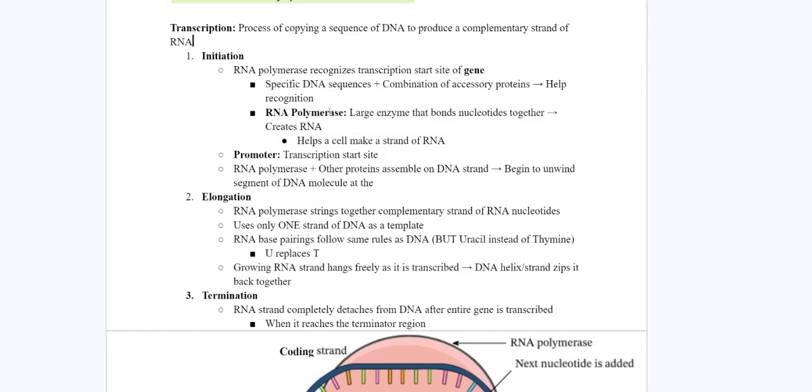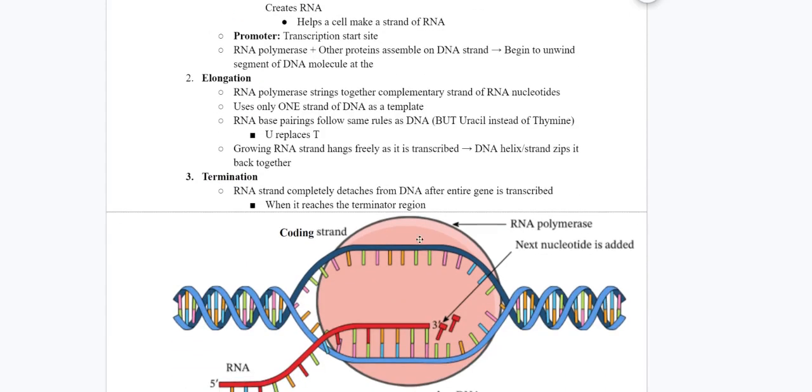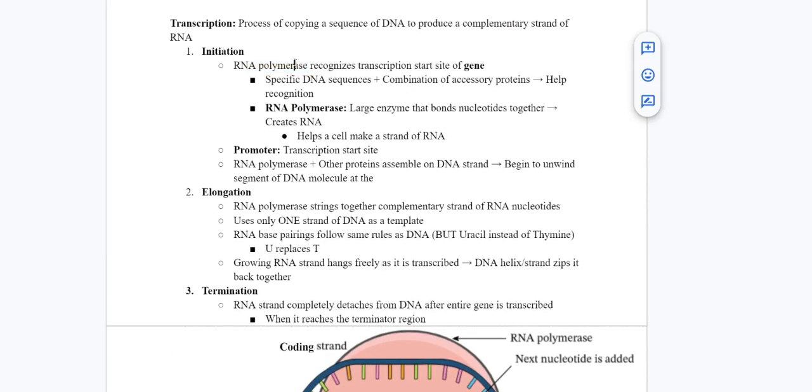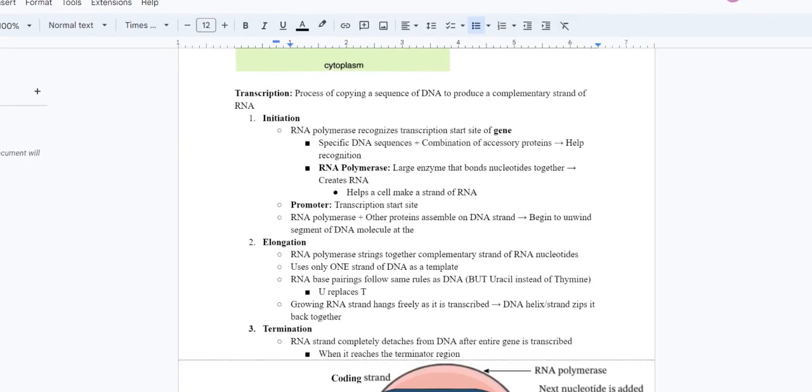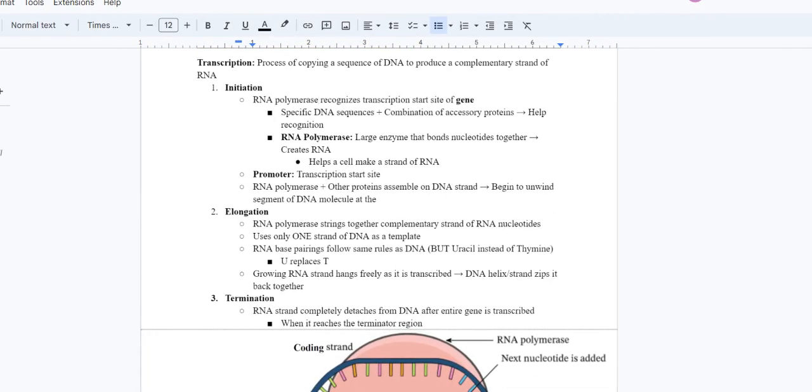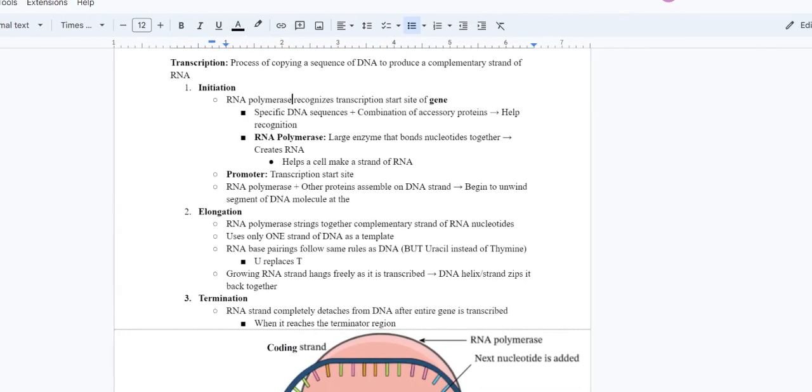And in transcription, of course, there are three different stages: initiation, elongation, and termination. Initiation, in English, means start. So RNA polymerase, which is this pink round thing here, looks at the DNA. That's the DNA, which is the gene. It looks at the DNA and recognizes it and goes like, oh, there is the starting site. So it's the transcription starting site. This is called the promoter.